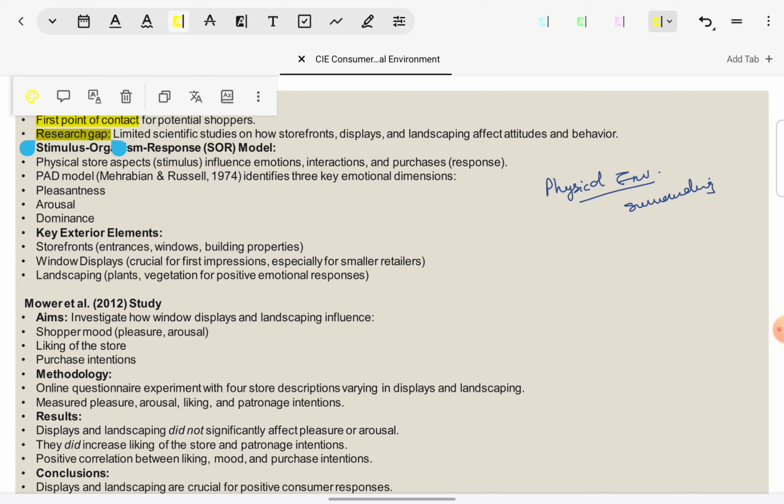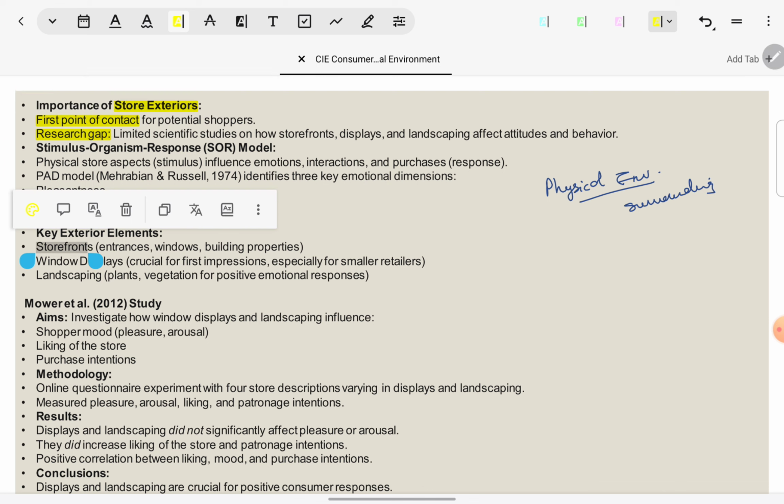Let us now consider which are the main elements in the exterior of a store, or what all you can say things are there in the exterior. Broadly speaking, there are 3 categories of objects in the exterior. One are objects at the store front. These include entrances, windows and building properties. Literally, what type of an entrance is there? Is it wide? Is it big? Is it narrow? 2, what types of windows are there? Full-sized windows, small windows, and even building properties such as its orientation, direction, location. All of this comes within storefront.